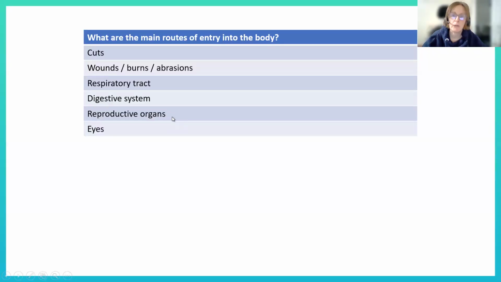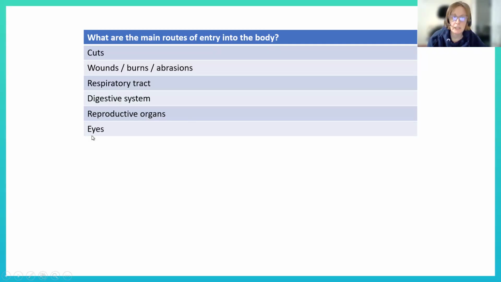So you'll all be aware of sexually transmitted infections. It's a really common route of infection into the body because obviously you exchange bodily fluids with another person during intercourse. So obviously that's a route of infection in.